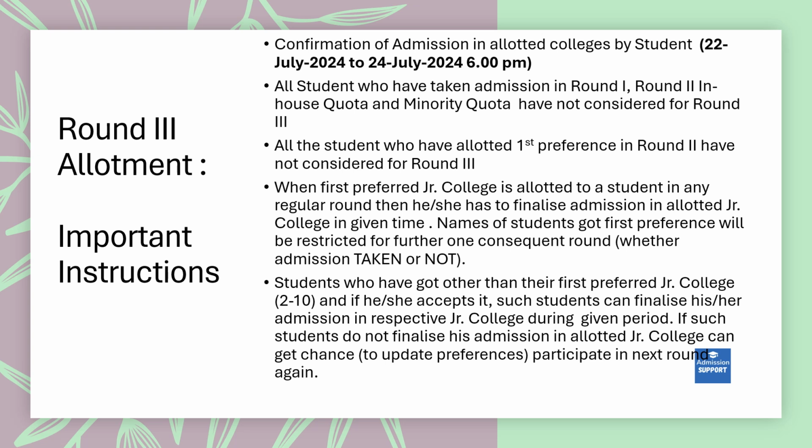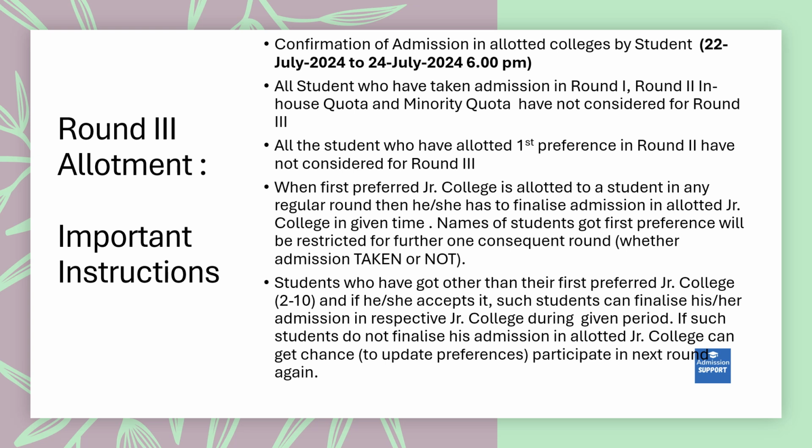Important instructions in round 3. Students can confirm their admission from 22nd July till 24th July. All the students who have taken admission in round 1, round 2, in-house quota, or minority quota have not been considered for round 3. All the students who were allotted first preference in round 2 have not been considered for round 3. The students who get first preference in round 3, whether they confirm their admission or not, shall not be considered for special round.